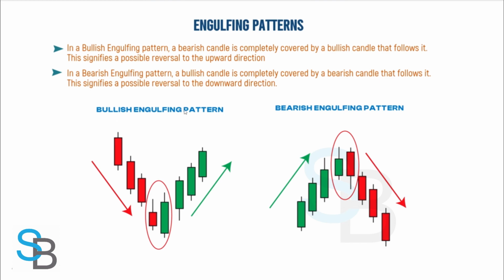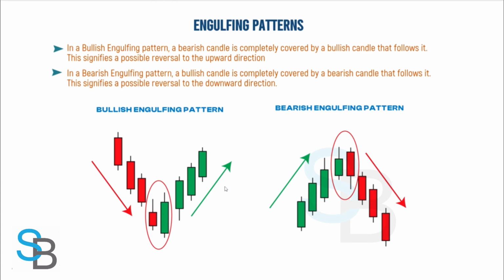Okay, so bullish engulfing pattern. This is a downtrend, and then when it comes to this point, we see that this bullish candle covers the last bearish candle completely. The body of the bullish candle covers the body of this last bearish candle completely. This is now a bullish engulfing pattern. This is a perfect bullish engulfing pattern, and it's a very important pattern.